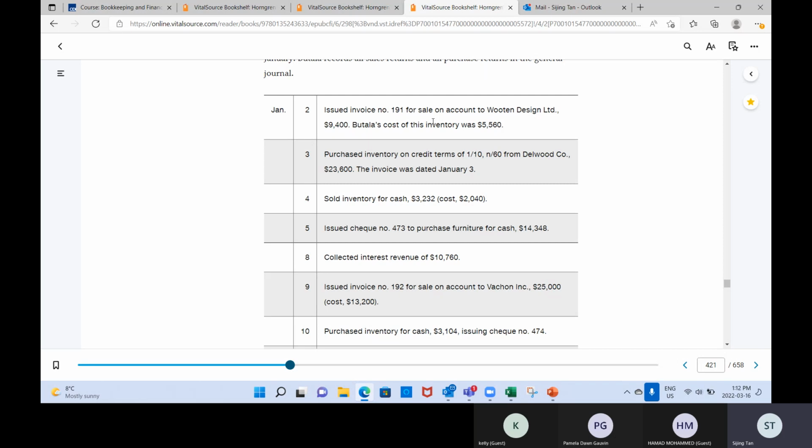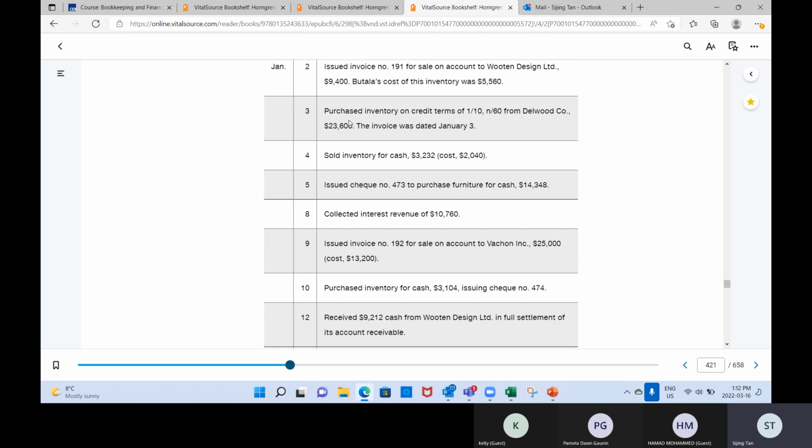What is the subsidiary ledger? Because we sell stuff on account, which means we didn't receive the cash. So that will go to accounts receivable, right? That means you're gonna receive it in the future. So for January 2nd, issue invoice for sales on account, it will go to the sales journal. The subsidiary ledger will be accounts receivable.